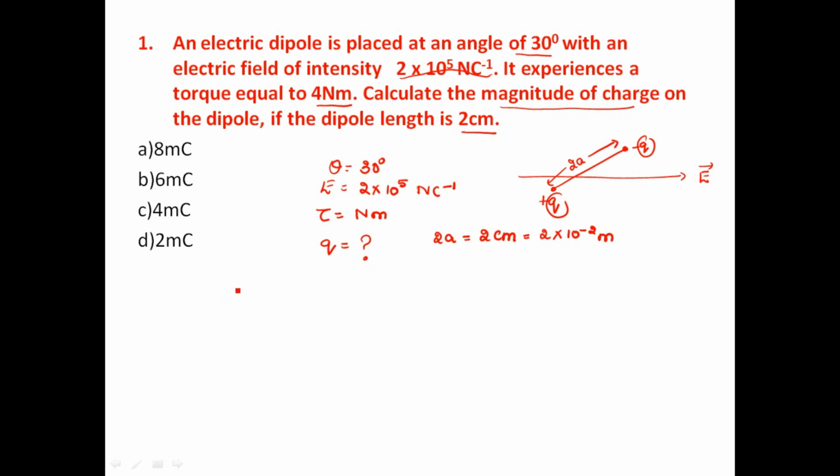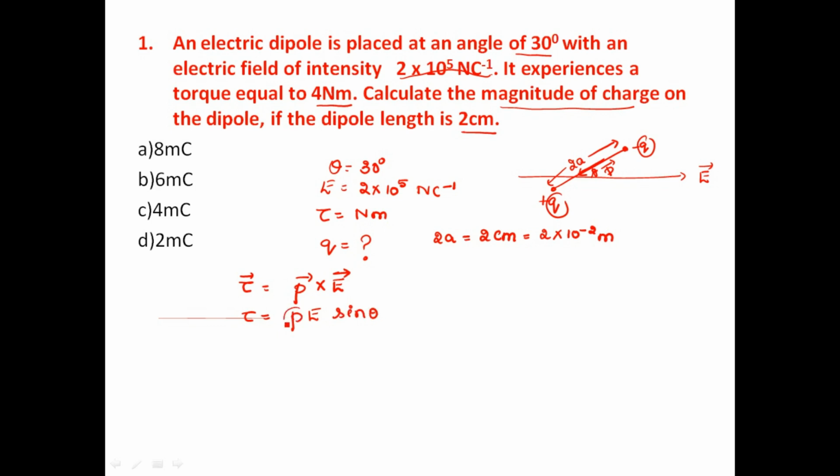One of the formulas that I have here is torque tau is equal to P cross E. Torque is the cross product of dipole moment and electric field. So where is the dipole moment here? Dipole moment is from negative charge to positive charge, this way. So here is our value theta. You can also write tau as PE sin theta.